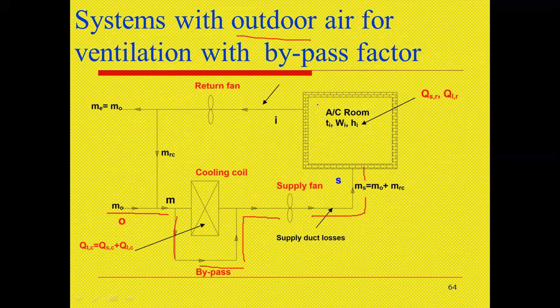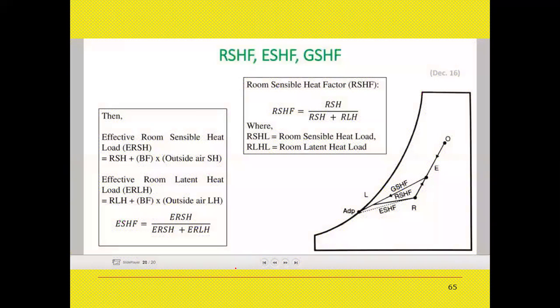From the AC room, the air is passing in this direction through this return fan. The air is pressurized to force it in this direction and it will come outside. Therefore, M_E is equal to M naught. Later, the required temperature is coming down and again it goes into the cooling coil and it is bypassing. Okay. Now, the RSHF and ESHF and GSHF.